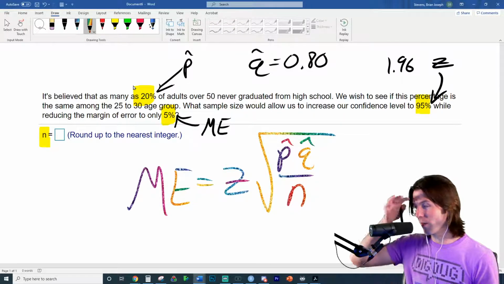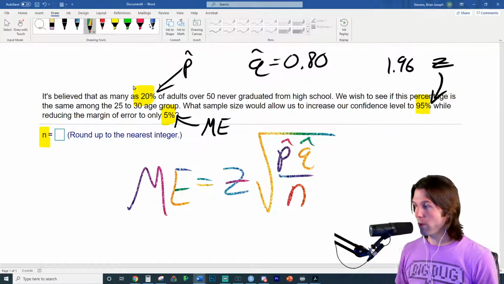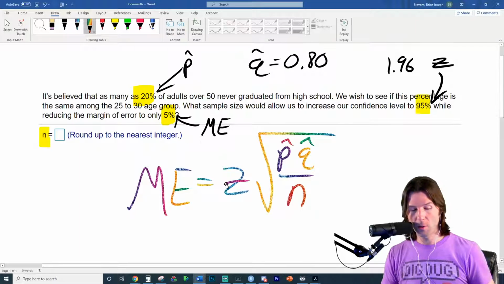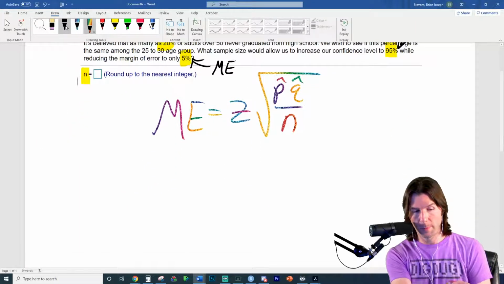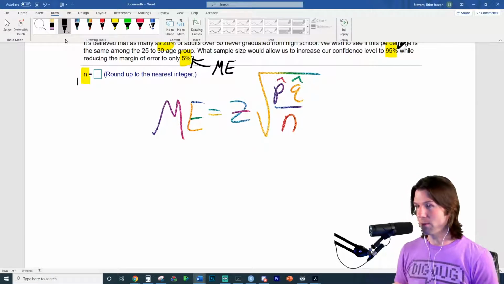So this is the margin of error right here. And from here, we have to solve for n. Now, my favorite way of doing this, that I think makes it a lot easier, is to first do all the algebra. So that is the margin of error.